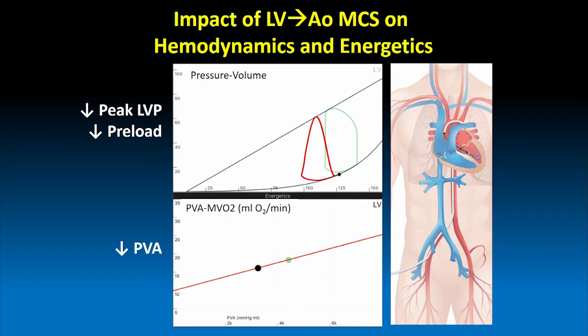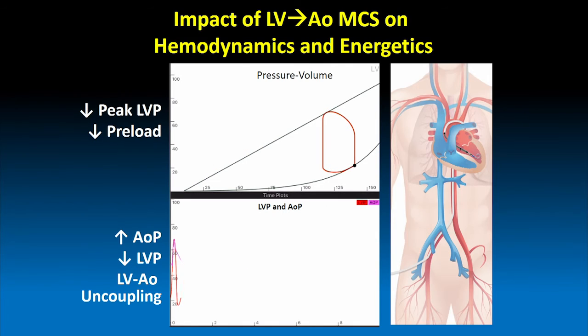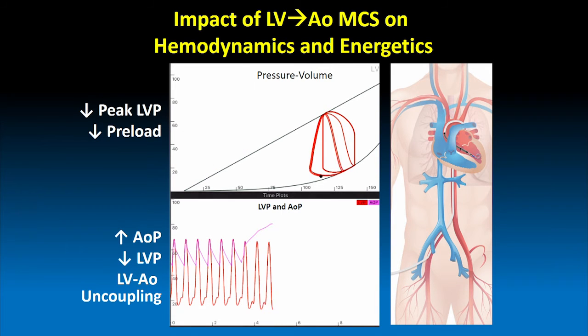So this is favorable from both the point of view of myocardial energetics and the perspective of myocardial remodeling in the acute setting. And there's one other very important point as it relates to when you pump blood from ventricle to aorta, which is the concept of LV aortic uncoupling.